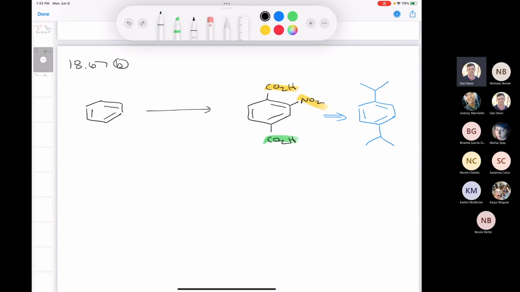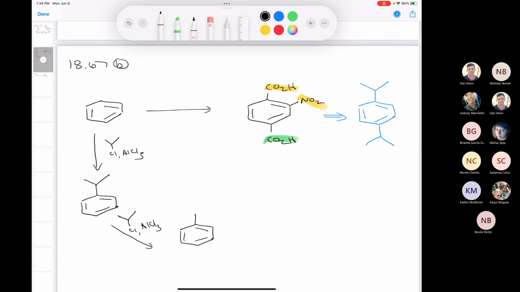So let's install an isopropyl group. What do we need to do? We need to treat it with isopropyl chloride and aluminum chloride, like this. And we know that there are limitations to Friedel-Crafts chemistry, isn't there? But we can do a Friedel-Crafts with an alkyl group present. So let's do another Friedel-Crafts. There's our Lewis acid. And now we have this 1,4-diisopropyl benzene.